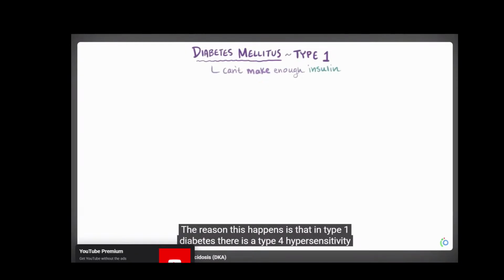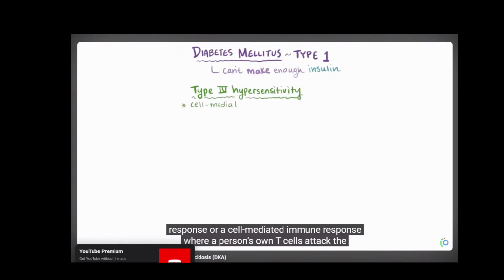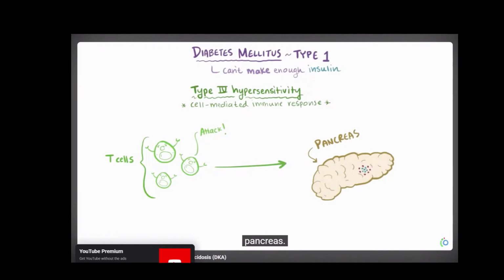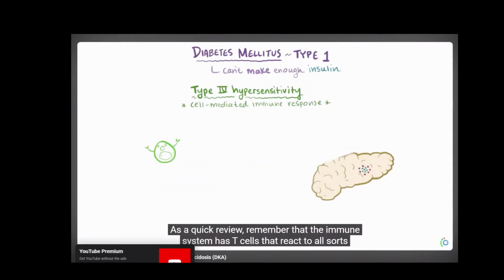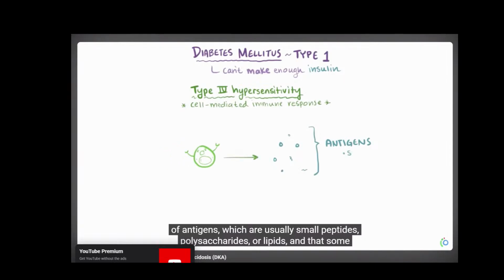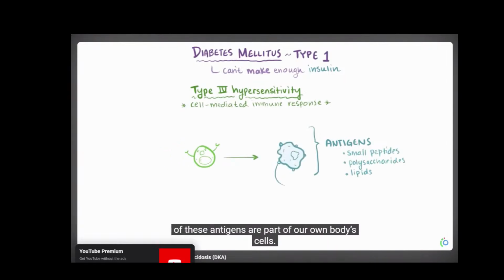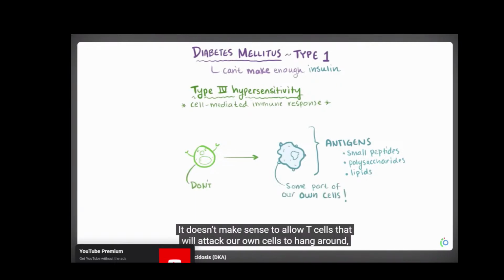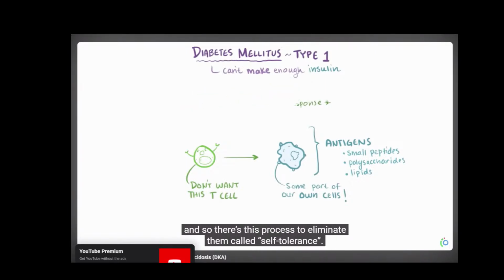The reason this happens is that in type 1 diabetes, there's a type 4 hypersensitivity response, or a cell-mediated immune response, where a person's own T cells attack the pancreas. As a quick review, remember that the immune system has T cells that react to all sorts of antigens, which are usually small peptides, polysaccharides, or lipids, and that some of these antigens are part of our own body's cells. It doesn't make sense to allow T cells that will attack our own cells to hang around, and so there's this process to eliminate them called self-tolerance.